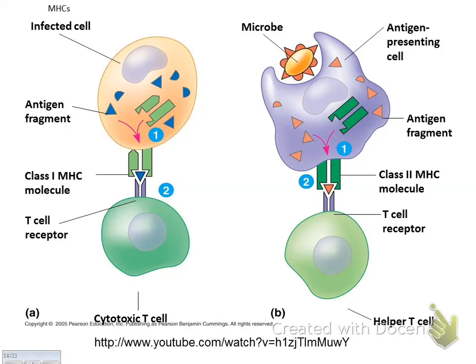MHC2 is to notify other white blood cells. It's like a trophy: this is what I killed, you go kill it too. Got it? Okay, the last thing on the notes is just about plants.